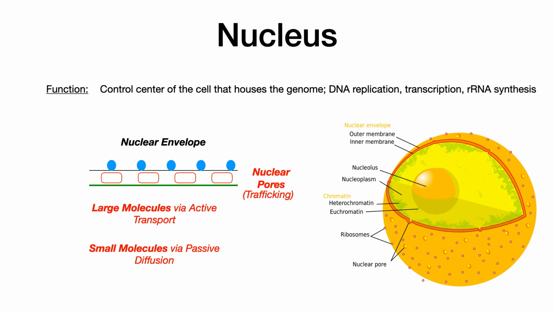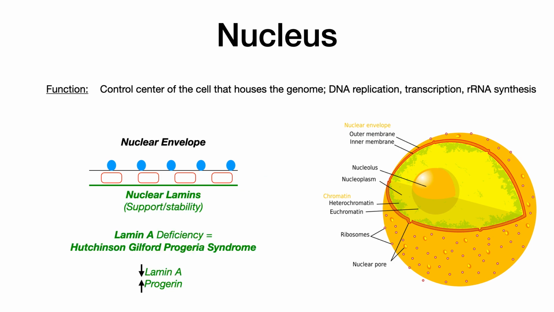For the purposes of your exam, the nuclear lamin is actually very important because if you have a lamin deficiency, for example, there's a type of lamin called lamin A, you can get different disease processes. And a lamin A deficiency specifically is responsible for Hutchinson-Gilford progeria syndrome.